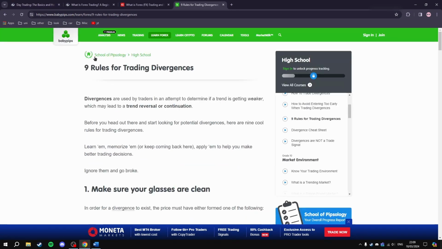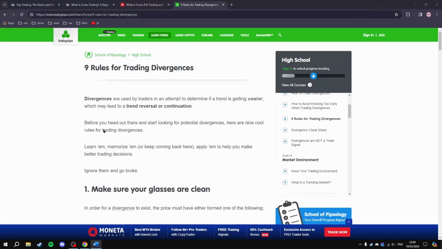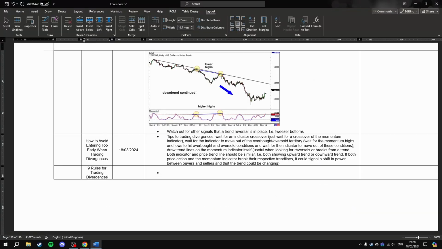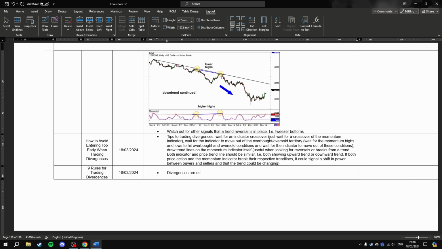Okay. 9 rules for trading divergences. Divergences are used by traders in an attempt to determine if a trend is getting weaker, which may lead to a trend continuation or reversal.